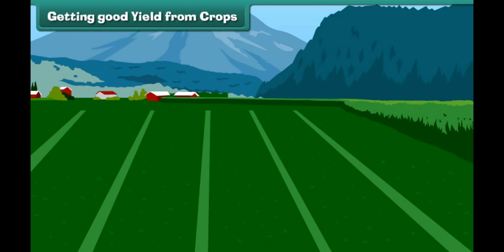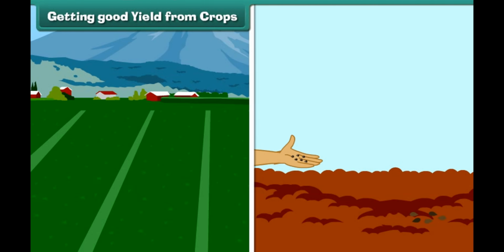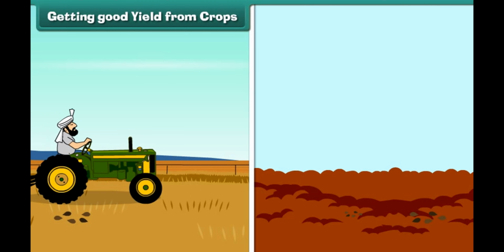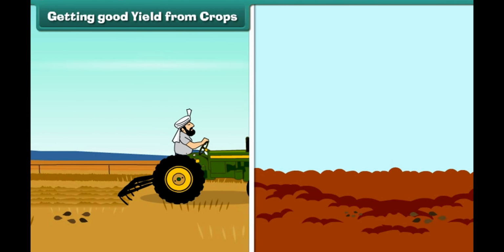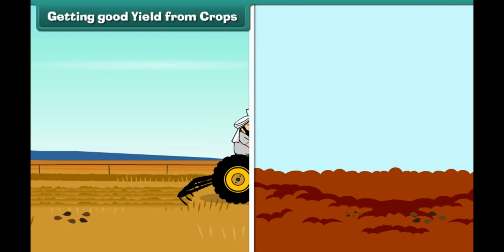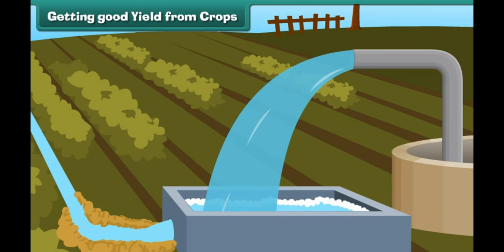Getting good yield from crops. To get a good yield from crops, following things should be kept in mind. Healthy seeds of best variety should be used. Before sowing the seeds, soil should be prepared by ploughing and adding manure or fertilizers to it. Soil should be watered at right time and with right amount of water.